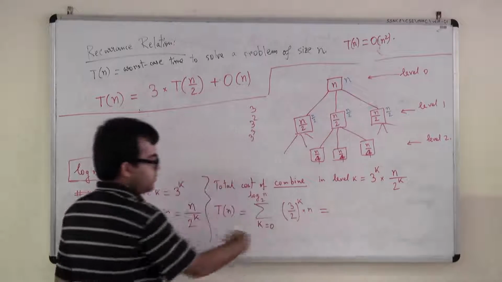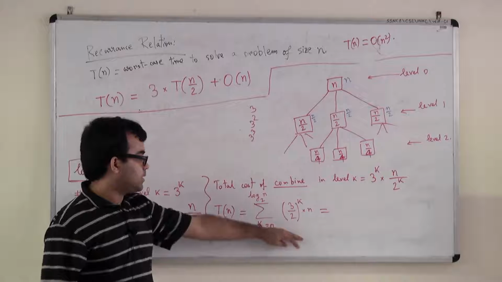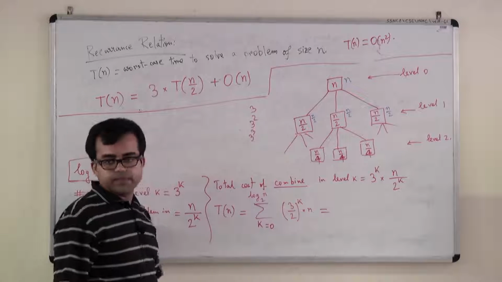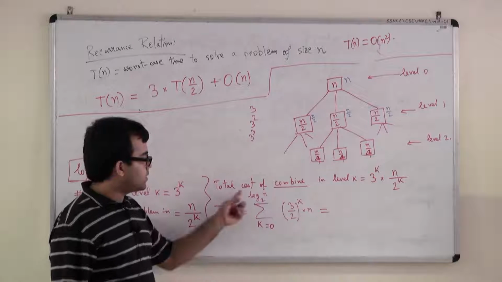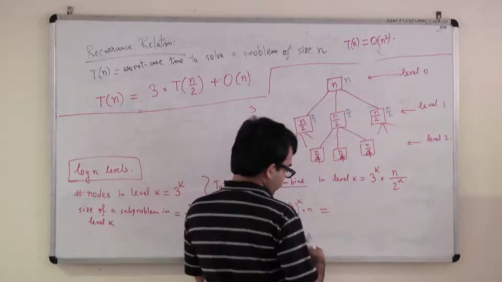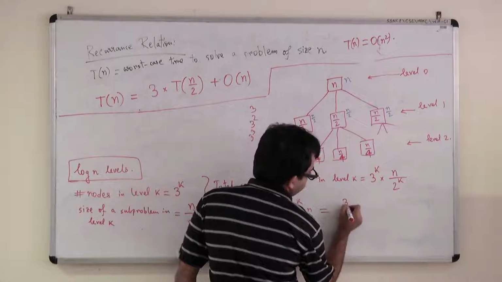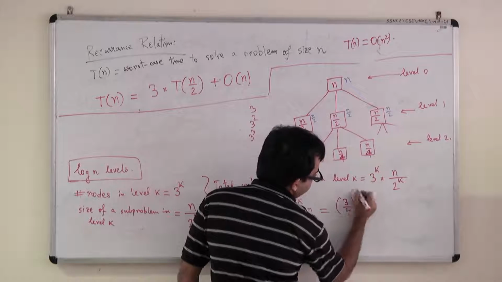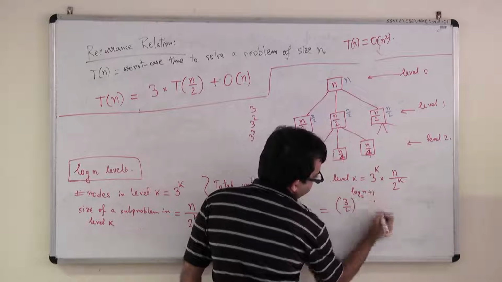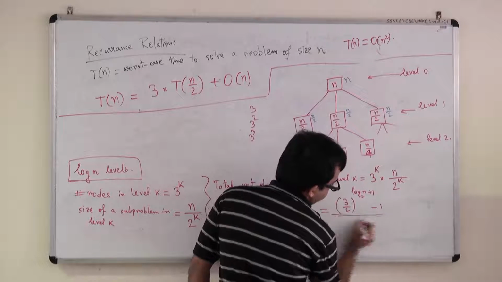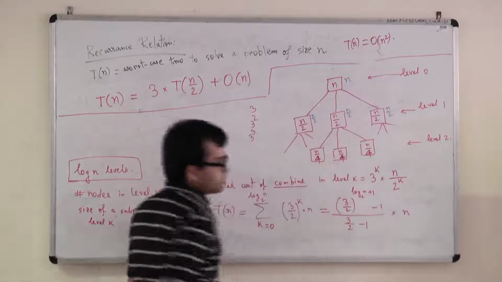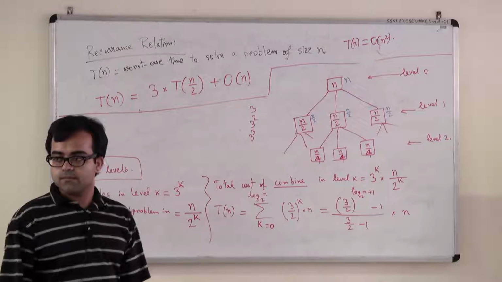Now you can take n out, right? And just look at this sum over (3/2)^k. This is a geometric series, right? And it goes until k equal to log n. So if you just plug in the value of the geometric series, its value is going to be ((3/2)^(log n + 1) minus 1) divided by (3/2 minus 1), times n.